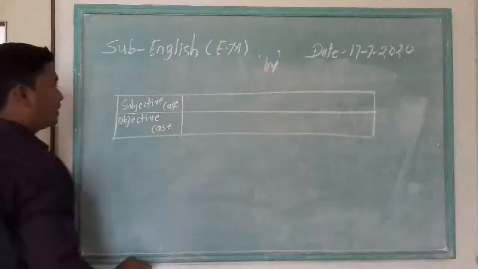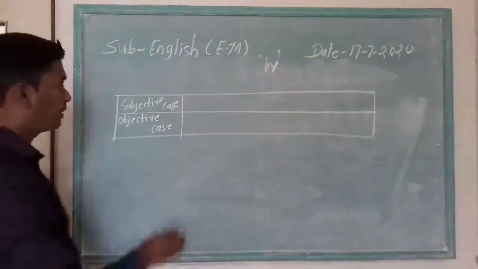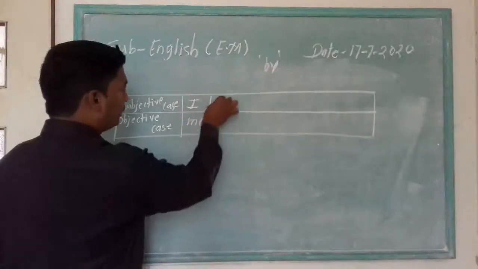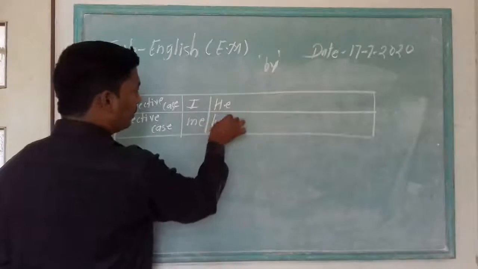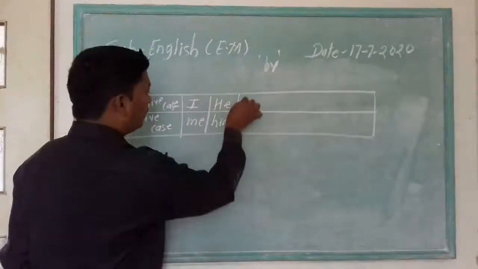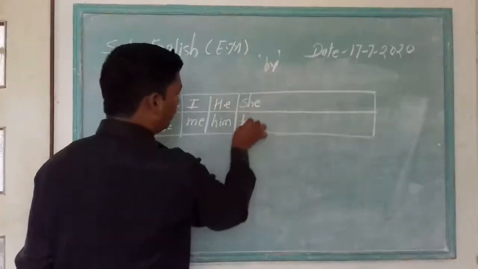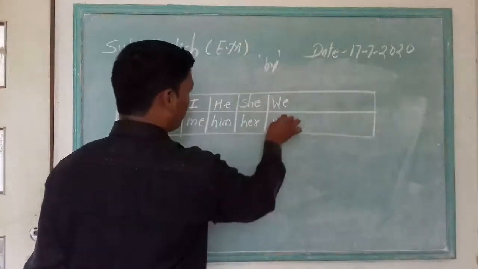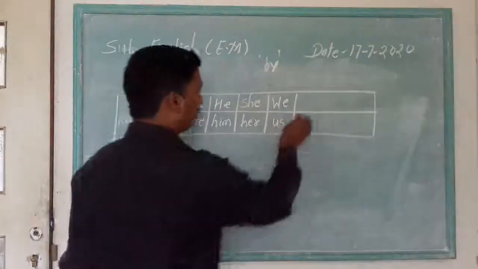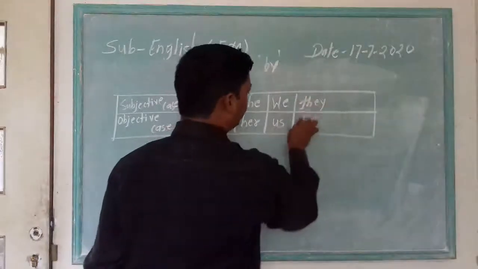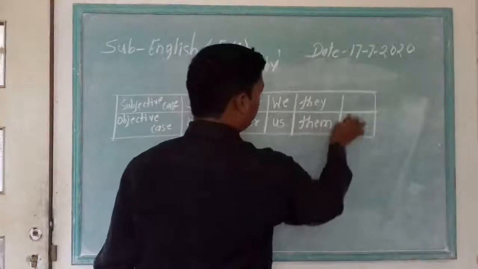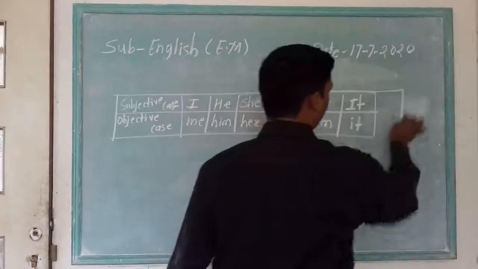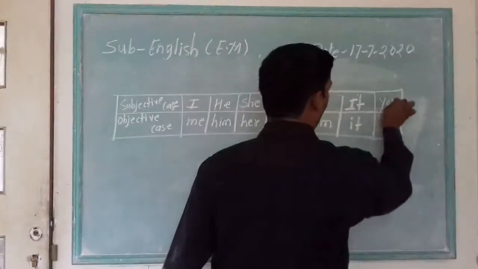Subjective case and objective case. I into me, he into him, she converts into her, we into us, they into them, it into it, and you into you.